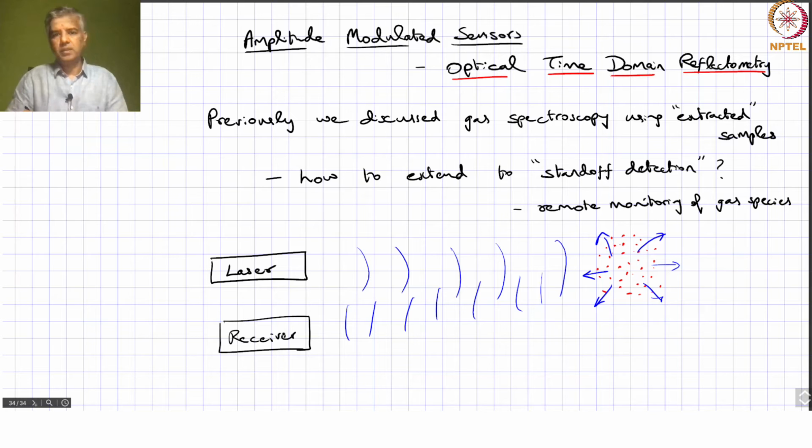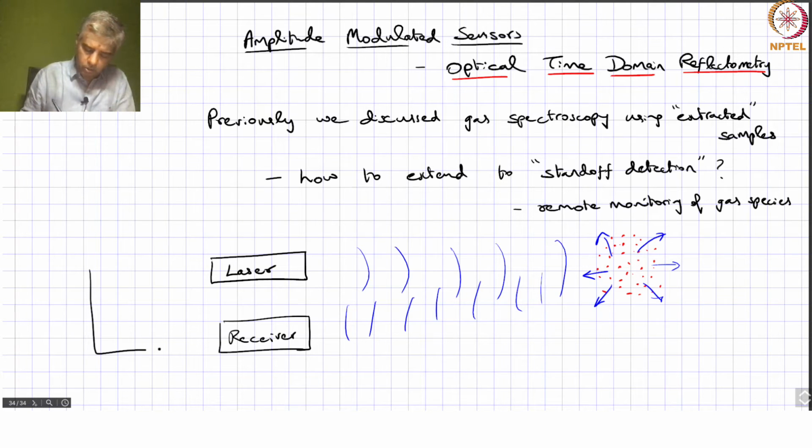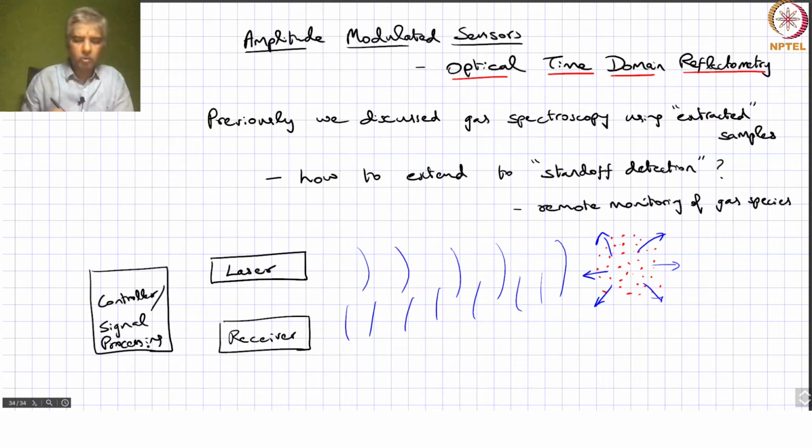This backscattered light can actually give us some very useful information about what's going on in this remote location. Of course, you would want to control all of this. So on the back end, you have a controller and maybe also some signal processing, because the amount of light that you get may be very low.